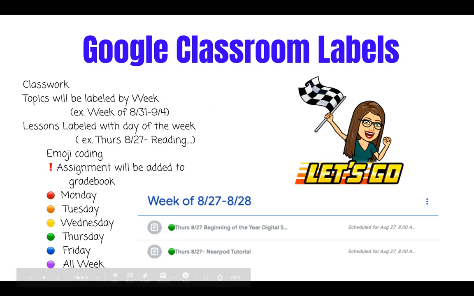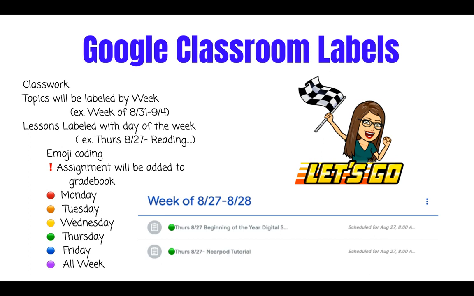Next slide, Google Classroom labels. Fourth grade is going to be working on some labels together so that you have some idea of what our coding means. We're basically going to code our assignment so you get a little more information by just looking at the title. So all the topics will be labeled by week, which I had already mentioned, so the week of 8/31 to 9/4, for instance. And then they will also have the day of the week. So if the assignment is supposed to start on Thursday, we would note that as Thursday.